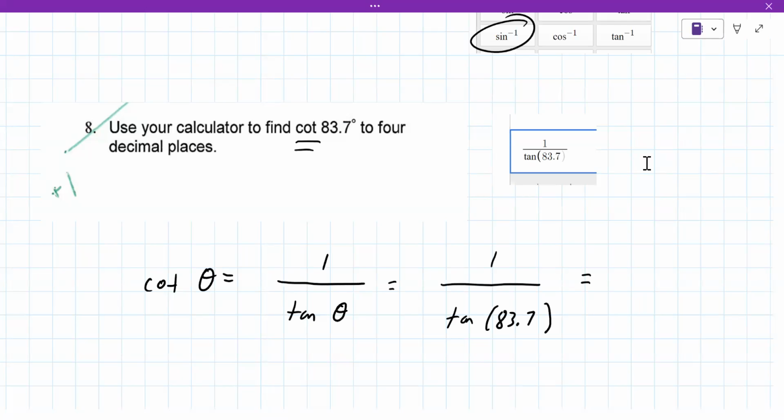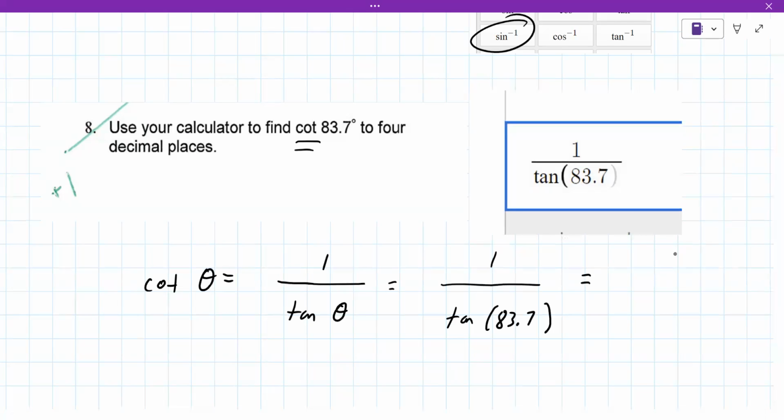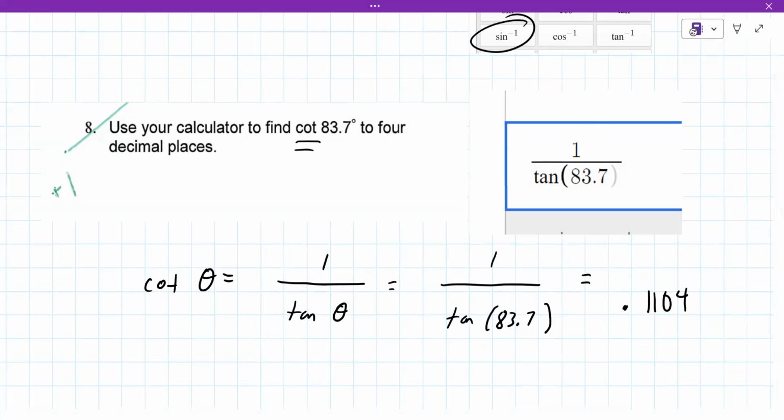The 83.7, like the number in. Yep. Okay. 1.1104. Yeah. Okay. All right, any questions on that? We're gonna do more of these when we get through everything just to review, but if you have any short questions. No. Okay.